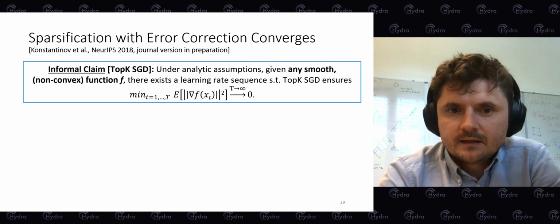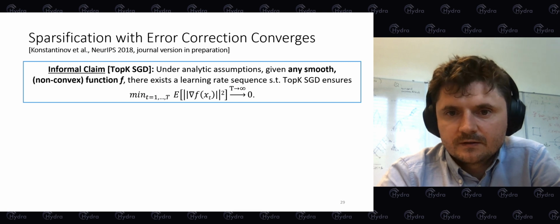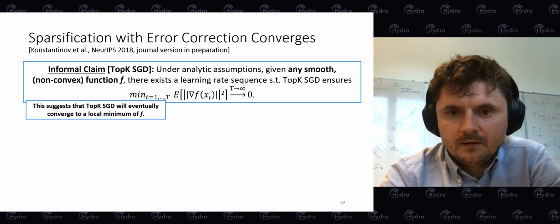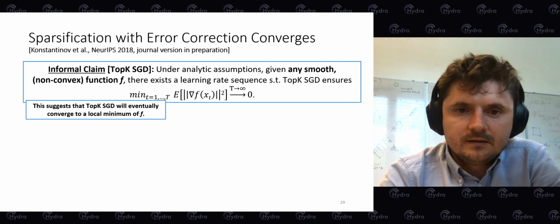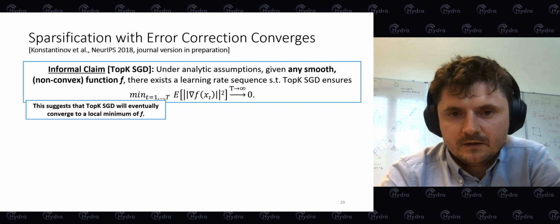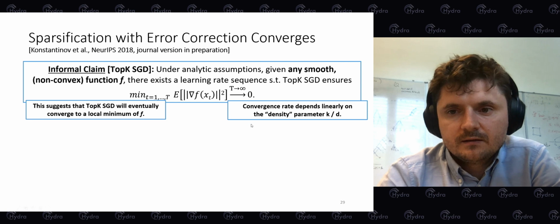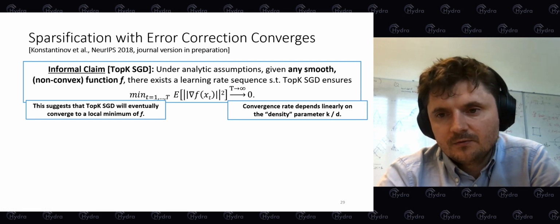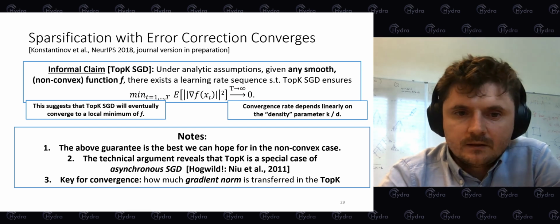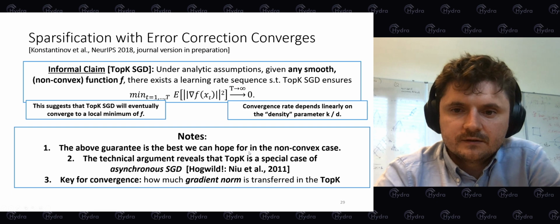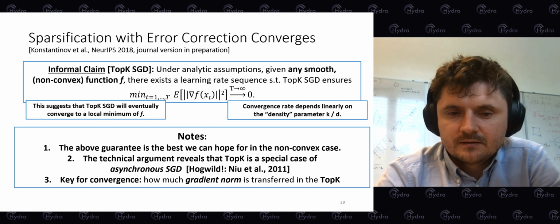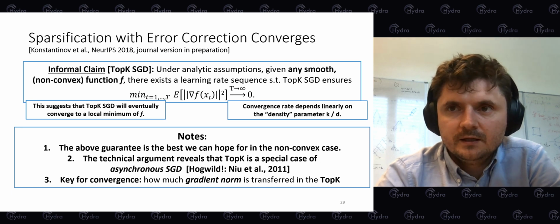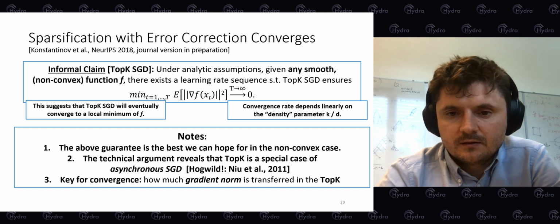In particular, we were recently able to formally show that this method converges. Under some analytical assumptions, given any smooth function, there exists some learning rate sequence such that your gradient converges to 0. So you obtain an optimum of this loss function. Morally, this says the method will eventually converge to a local minimum of f, which is the best thing you can hope for with SGD. The convergence rate depends linearly on however many entries you send, so the more entries you send, the faster the convergence. This is the best you can hope for in terms of theoretical understanding, and it suggests this method is well connected to an asynchronous variant of SGD which has been studied in the shared memory world.